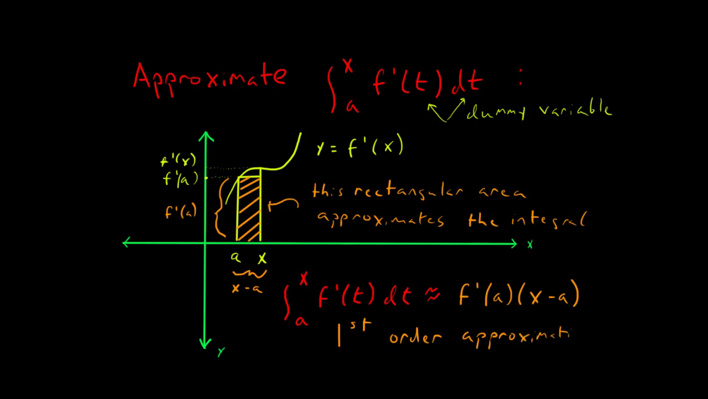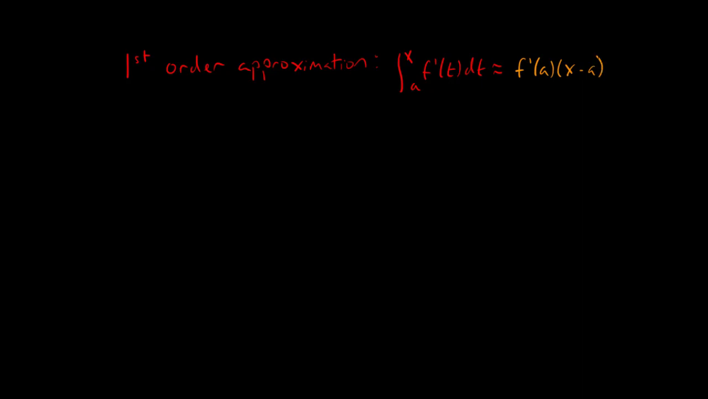And we call it a first-order approximation. It involves an expression of x, which is a one-degree polynomial, right? X minus a, not raised to any exponent other than just 1. So again, our first-order approximation is that the integral here from x to a, f prime of t dt, is roughly equal to f prime of a times x minus a.